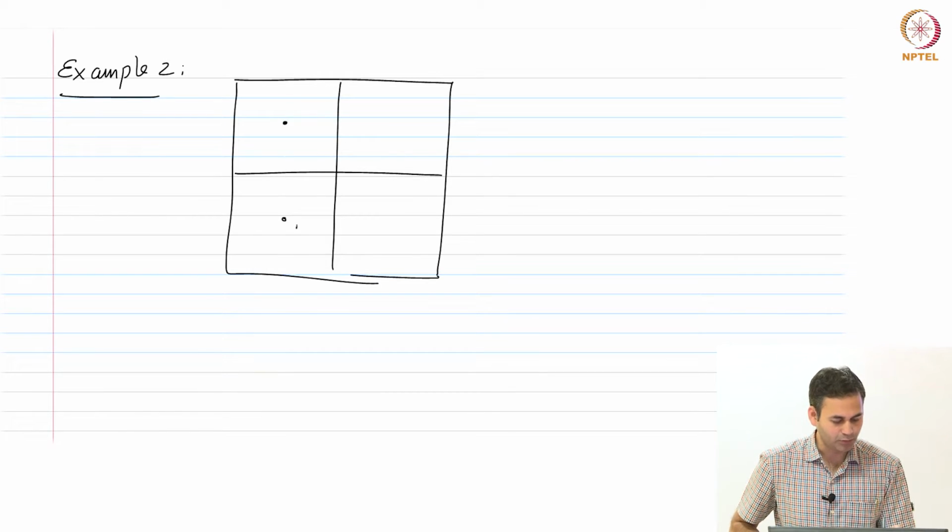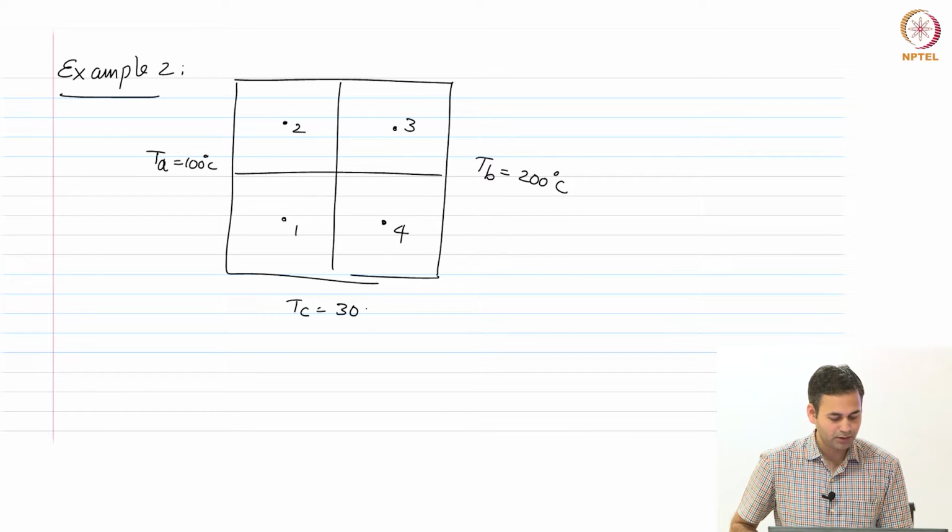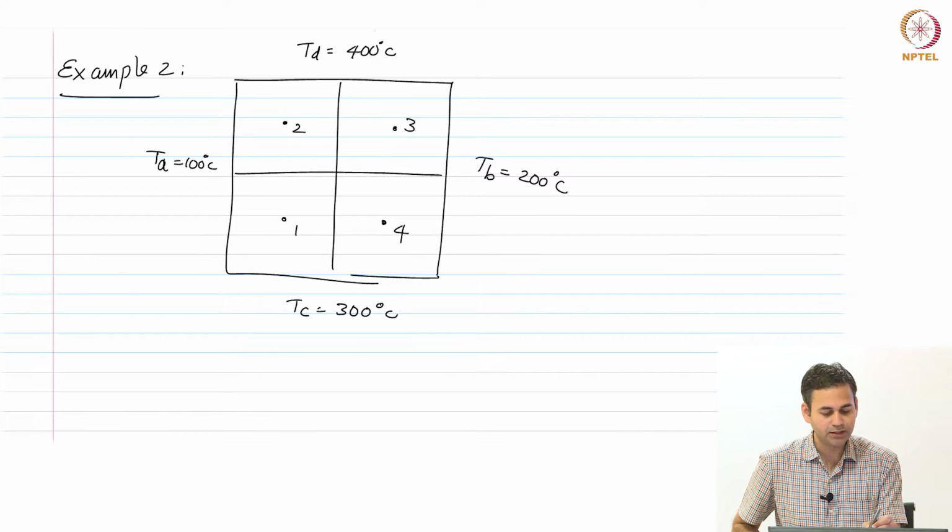This is example 2, where we have a domain with 4 cells. We call this 1, 2, and 3, and this is 4, so we went around clockwise. TA was 100, TB was 200, TC is 300, and TD is 400 degrees Celsius, and then we have these phase centroids that get connected.